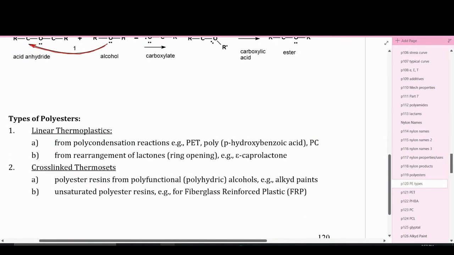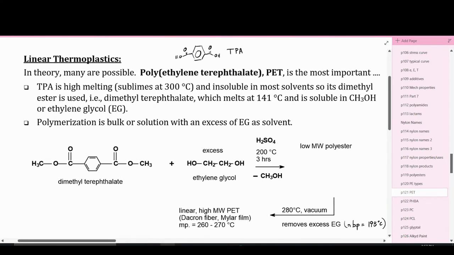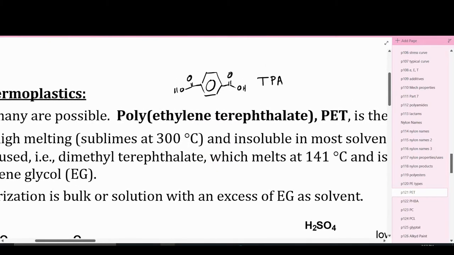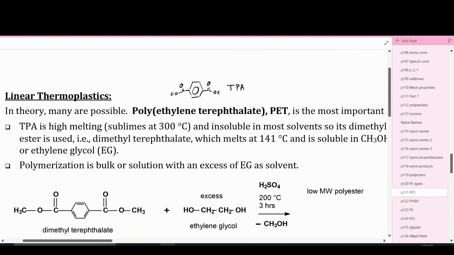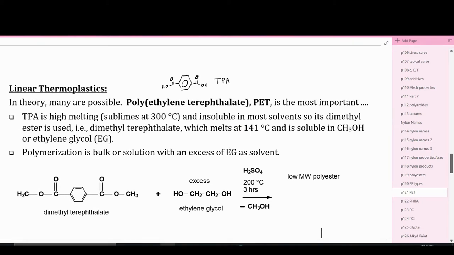We'll look at some linear and some cross-linked thermoset polyesters. Let's start with the most important of all the polyesters, polyethylene terephthalate. That's your pop bottle. And there's a structure of terephthalic acid, 1,4-benzene dicarboxylic acid. It's the starting dicarboxylic acid. However, terephthalic acid is very high melting, and it sublimes at 300 degrees C, and it's insoluble in most solvents, and so it's really not convenient at all to use, if not impossible even.